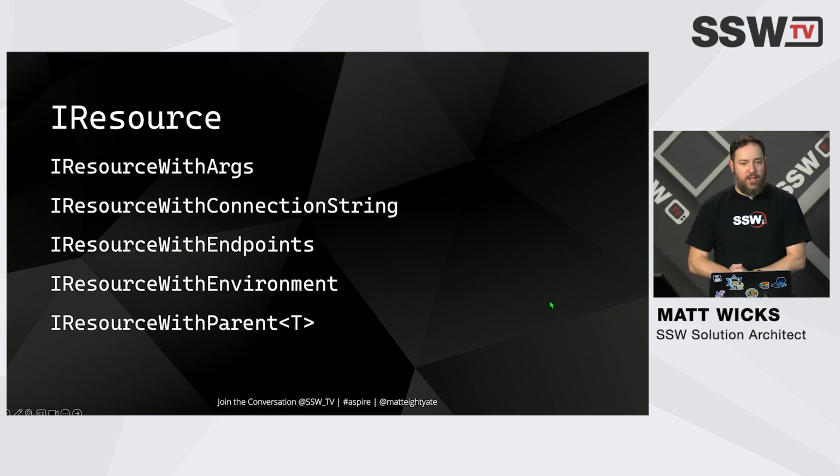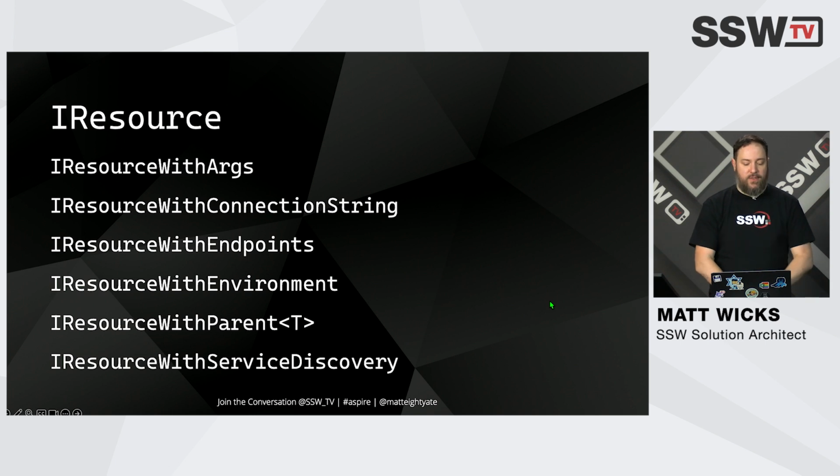Resource with parent. Now that sounds a bit weird when it's parent of T. So that could actually be a database, because a database resource actually needs a server to run on. So the database is a resource with a parent of whatever type of server it needs. And finally, there's resource with service discovery. So that could be a Node app running in the mix, because you'll need to know how to call it, and that exports the service discovery information.